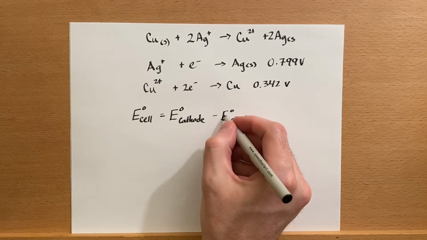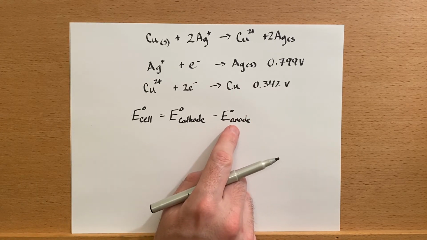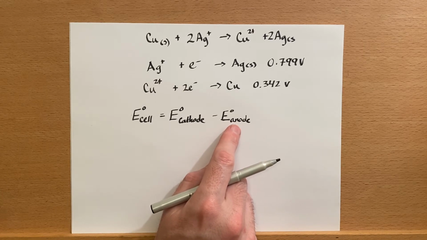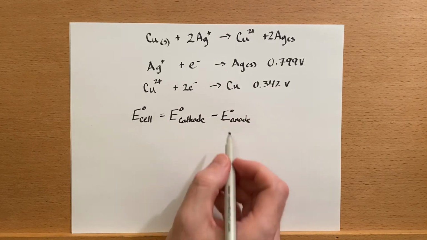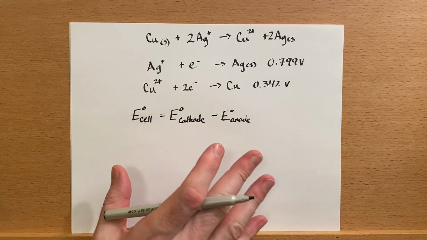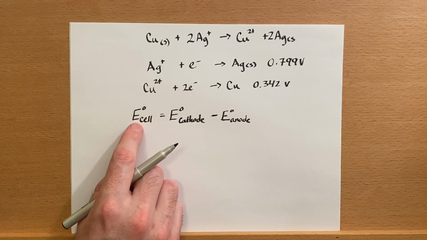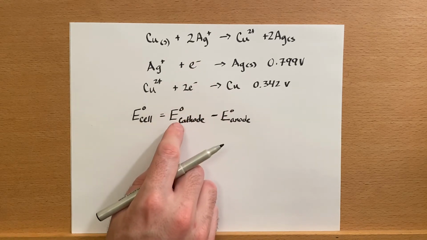Now, you might say the anode is oxidation. How can we just use the reduction potential in an oxidation reaction? Well, that's where this negative comes in. The negative is really taking care of that. So, if we want to know the potential of this cell, we'll just identify which one's the cathode, which one's the anode, and plug those values in.